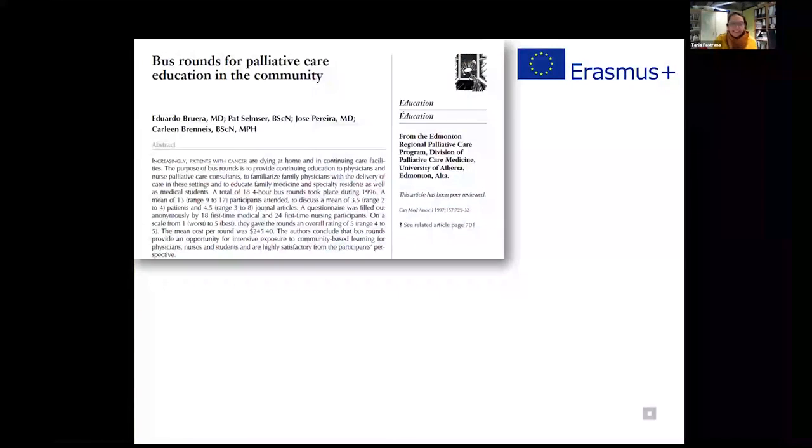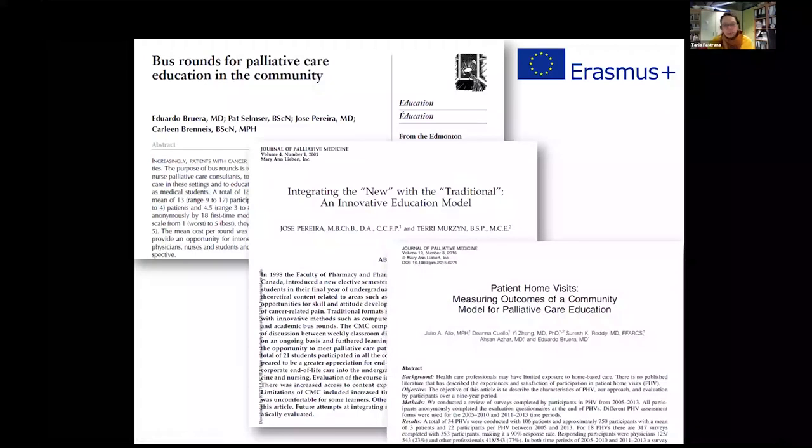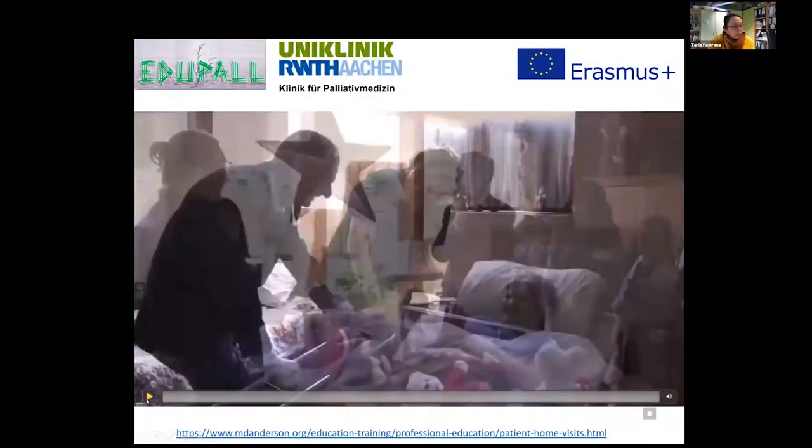Unfortunately, that is not my idea. This is from Jose Pereira and Eduardo Bruera, which started back in Edmonton in 1995, and they have already written several papers about the bus runs. I will show you a video about how it works.